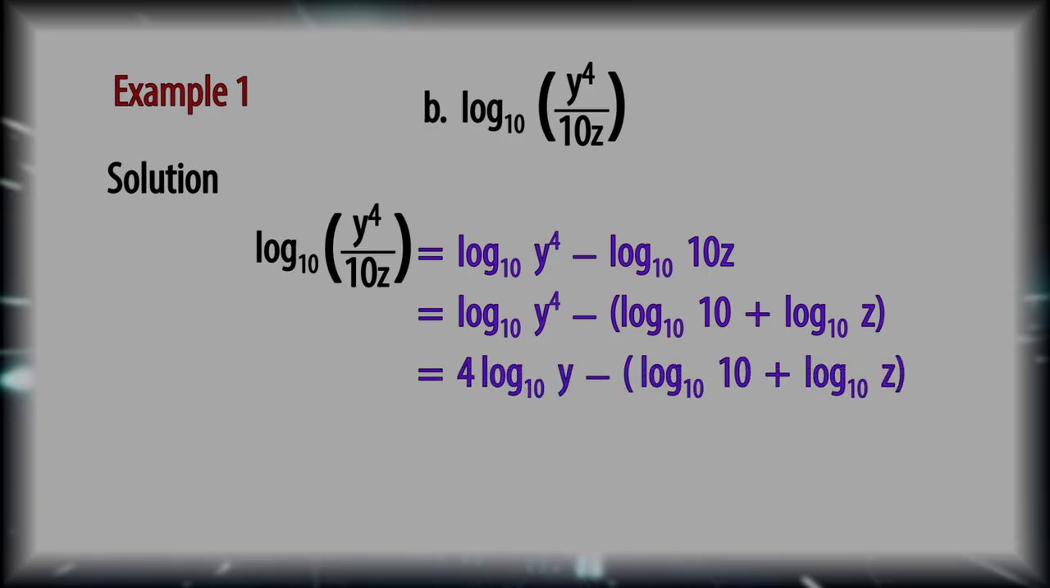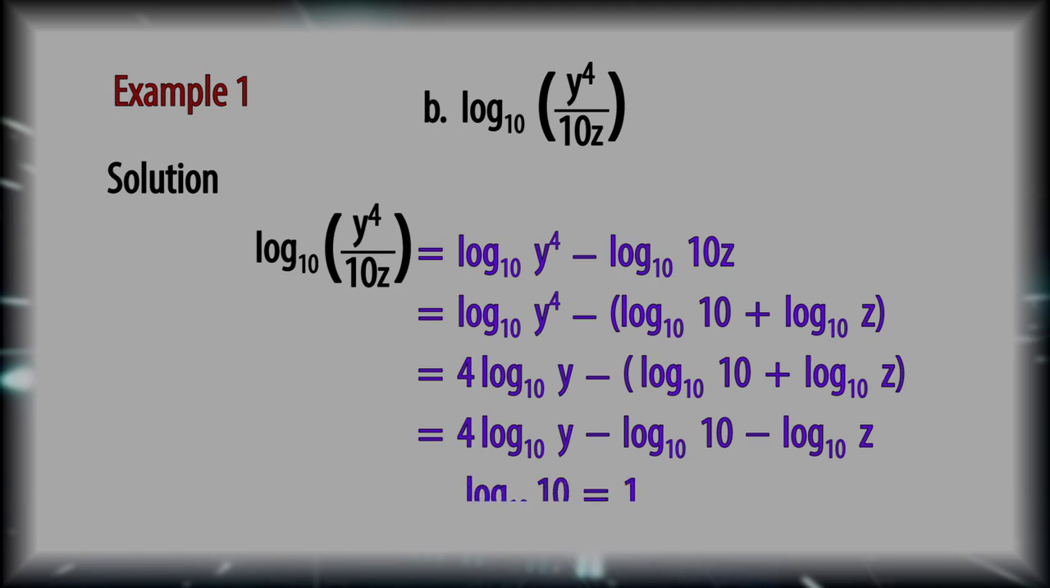And so our expression is now 4 log base 10 of y minus, in brackets, log base 10 of 10 plus log base 10 of z. Now we are going to go a step further. We are going to remove the brackets. And when we do that, we'll get 4 log base 10 of y minus log base 10 of 10 minus log base 10 of z. That was just removing the brackets. So the negative sign affects the two things in the brackets.